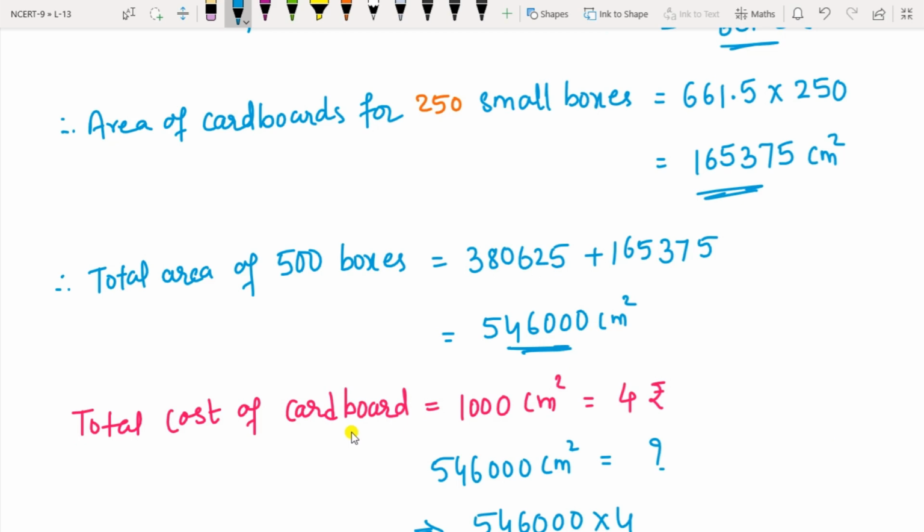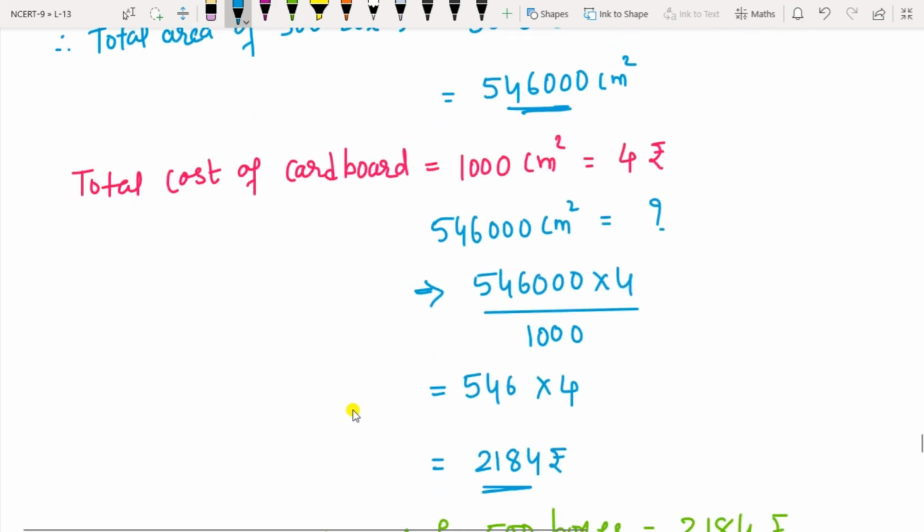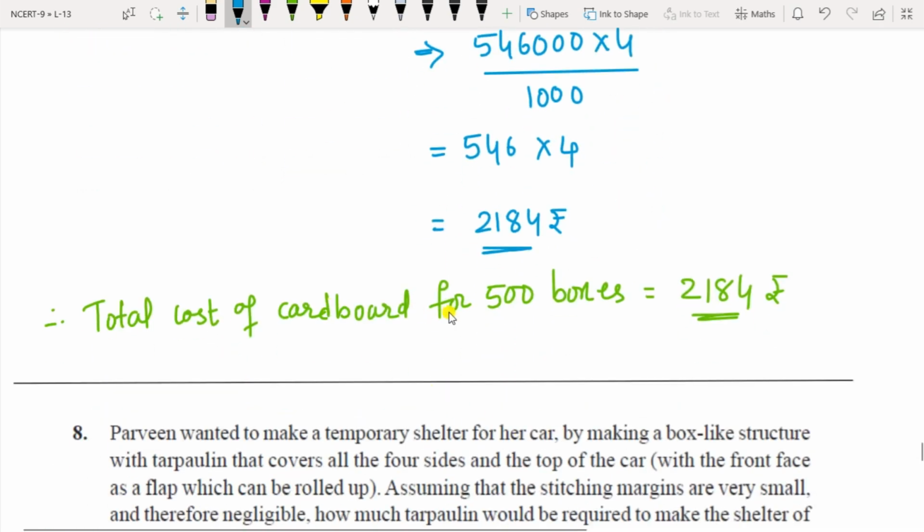Now you have to find the cost further. So cost is given as 1000 centimeter square is 4 rupees. So you have 546000 centimeter square. So what will be the cost? Cross multiply and find the answer. So it is 2184 rupees. So the total cost of the cardboard for 500 boxes is 2184 rupees. So that was question 7.